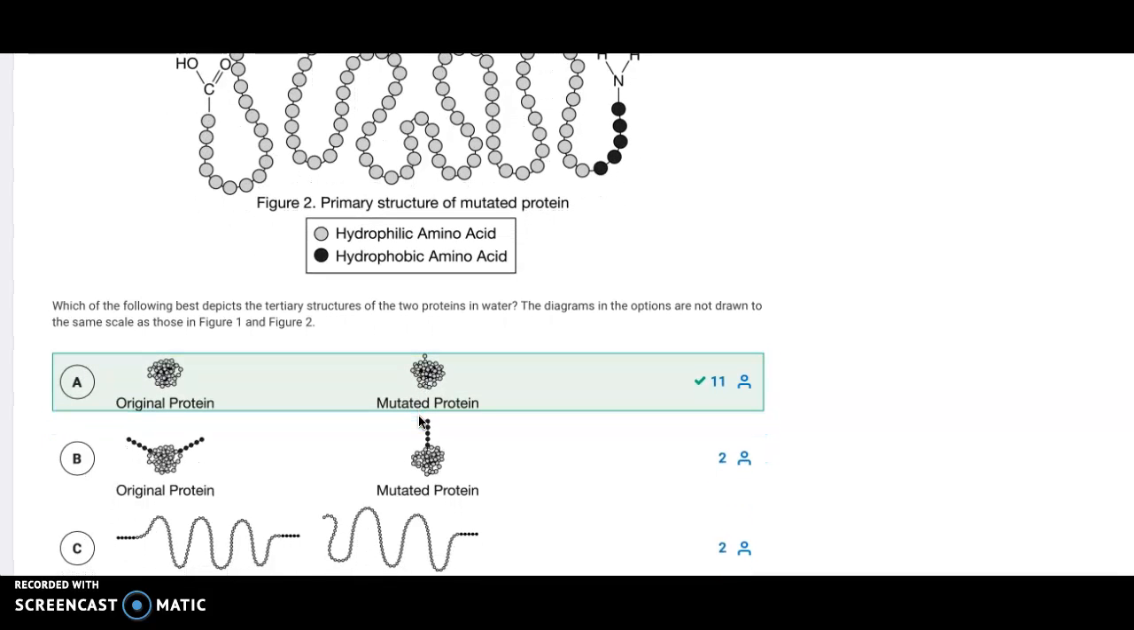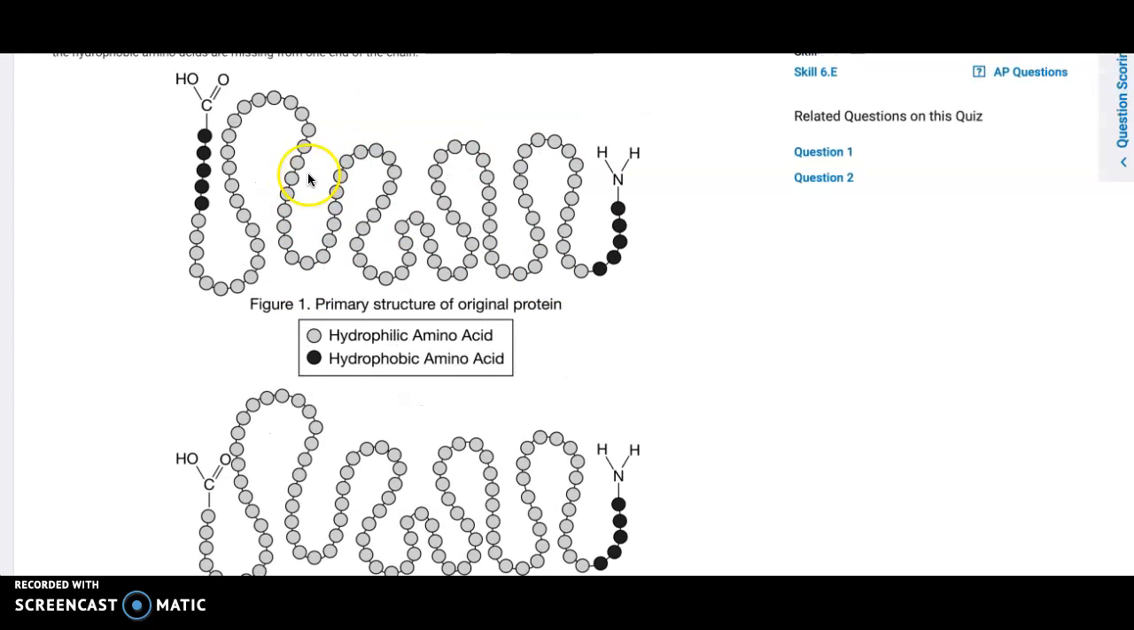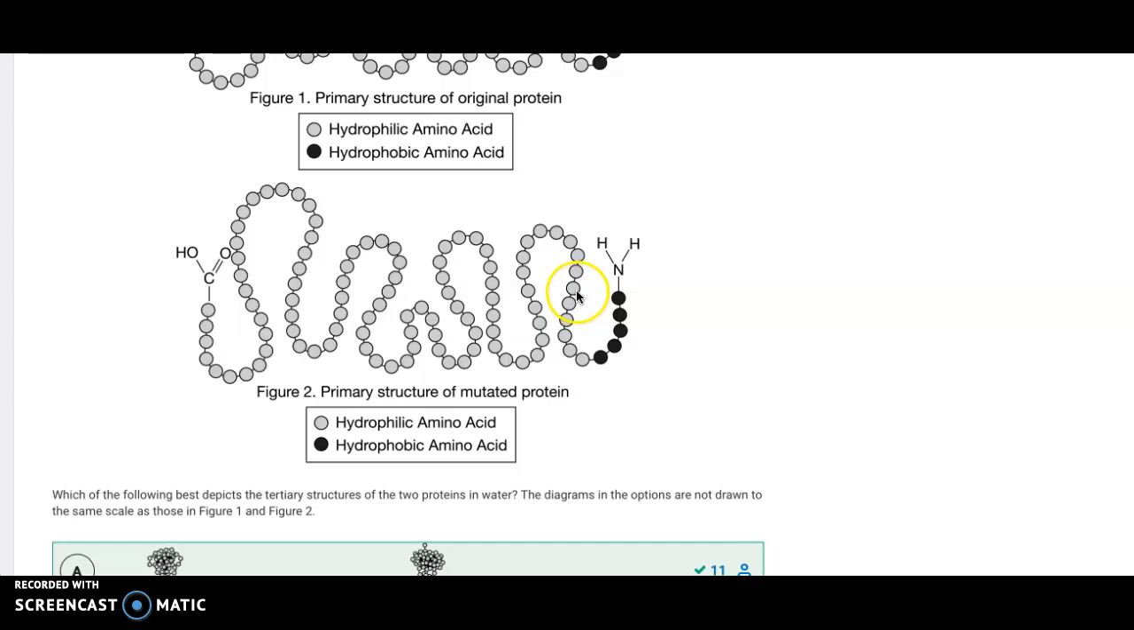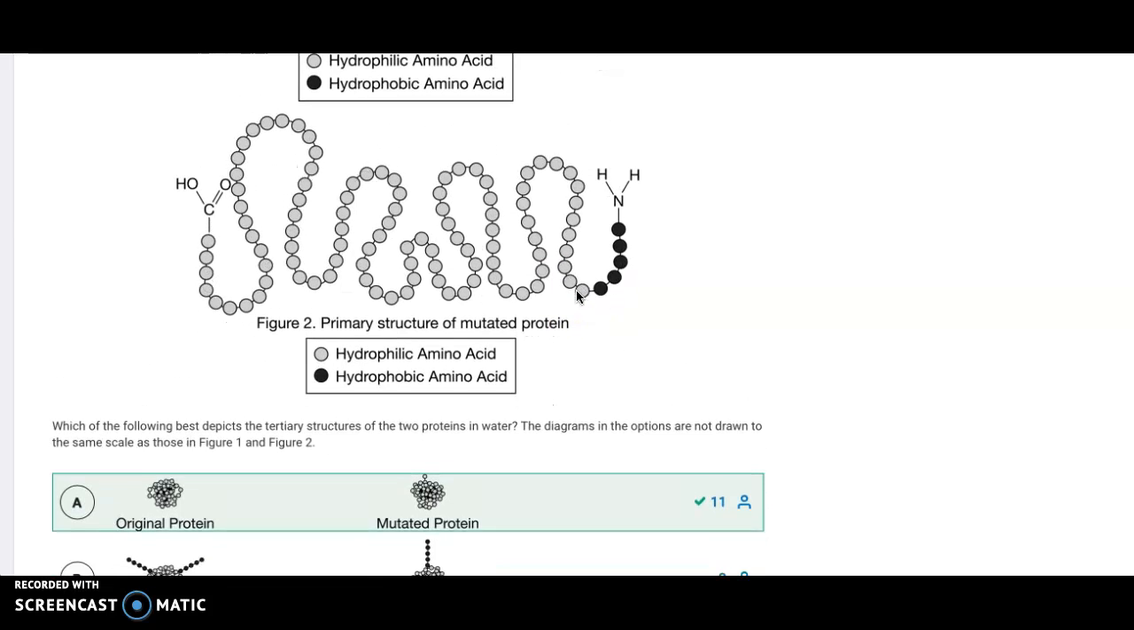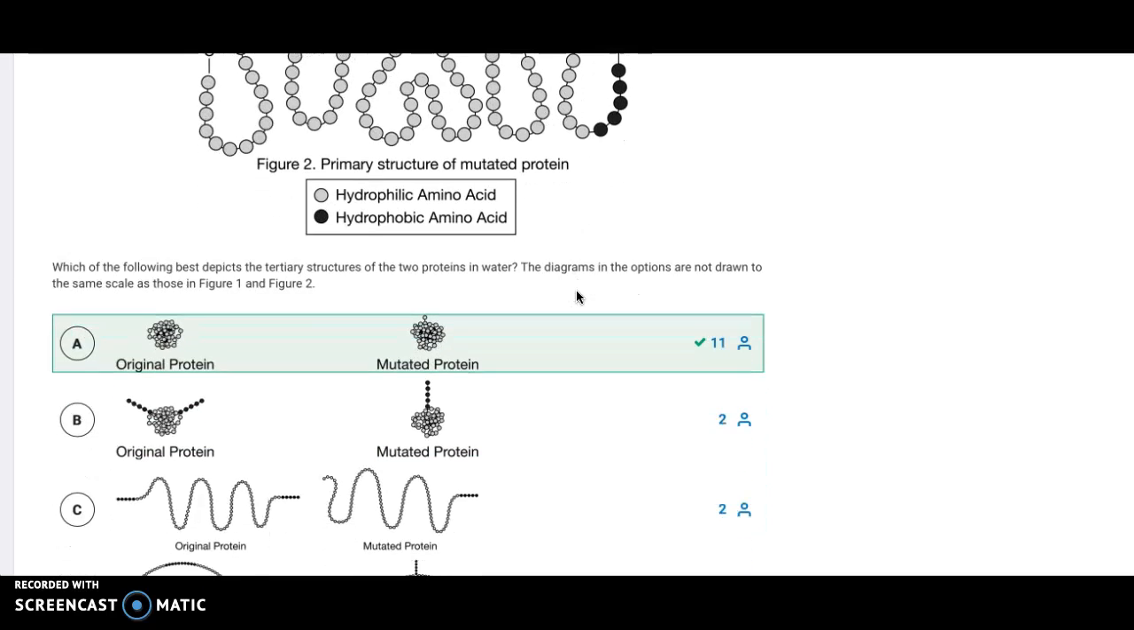The hydrophobic groups move into the center of the folded secondary structure of the protein. So that means these little black dots here are going to be in the center. Whether there's two sets of them, they'll get folded into the center, or whether there's only one, they'll get folded into the center. But that doesn't mean that they're going to behave exactly the same.